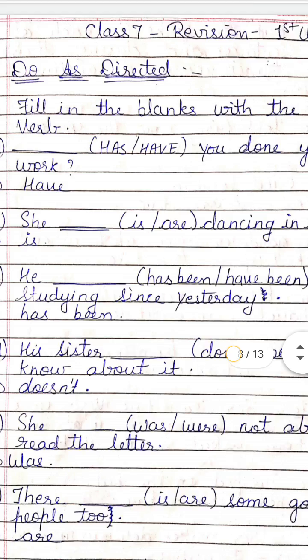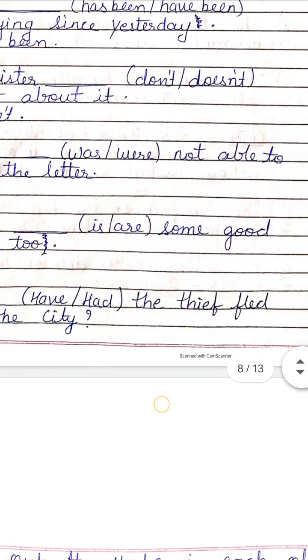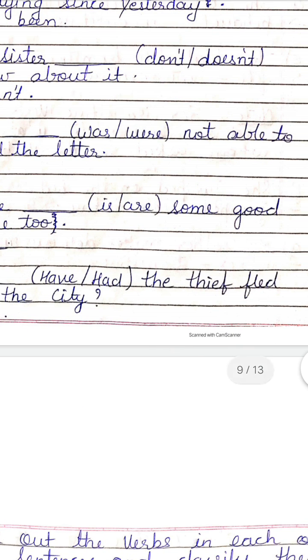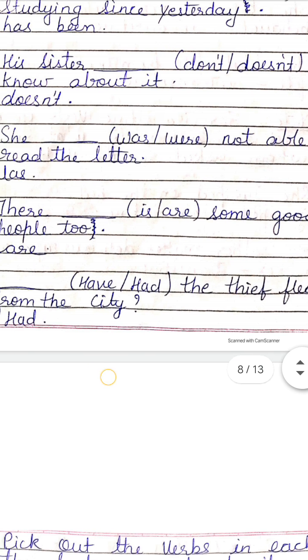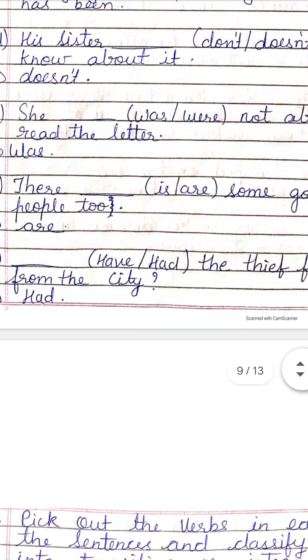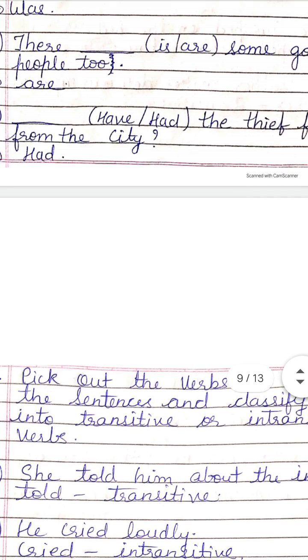Their dash some good people too. So there is won't come. Some is there, some. So some is not for one single thing. Some means something is there. So for a plural verb we use are. There are some good people too. That means we are talking about some people, not one person, some people. So are is the correct verb.